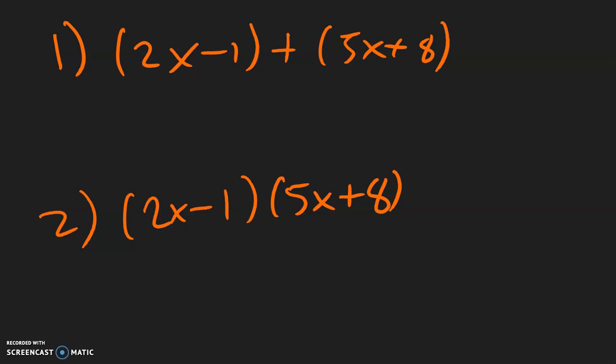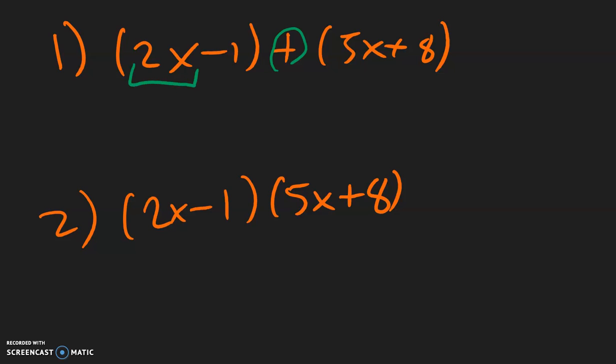Number 1 and number 2 on the test review look very similar, but the difference is number 1 is adding. You see this plus sign in between, and number 2 is multiplying. So number 1, because it's adding, you just need to combine like terms.